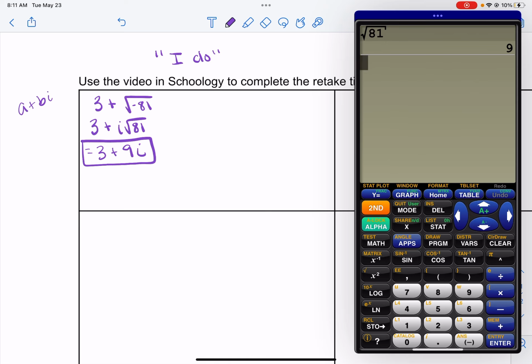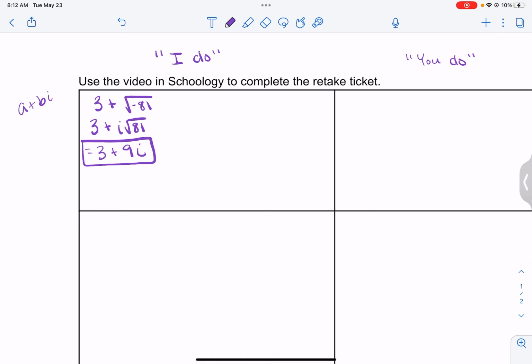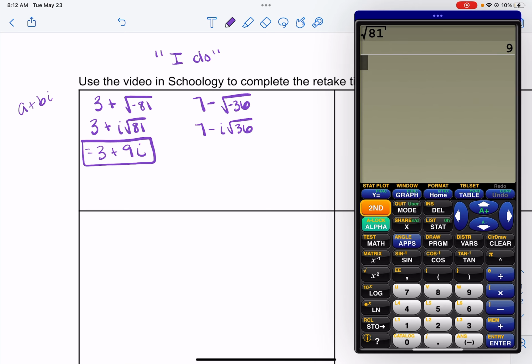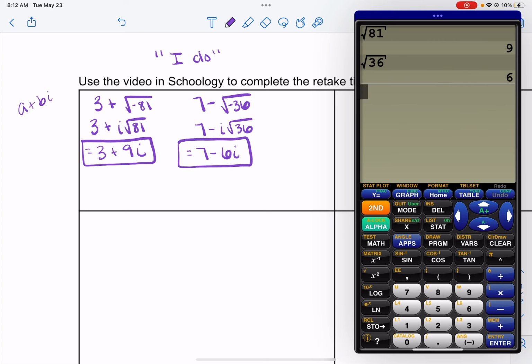All right, and then another example will be 7 minus the square root of negative 36. Same idea, we've got that negative there, so we're going to write this as 7 minus i root 36. And the square root of 36 also happens to be a perfect square, which is 6. So 7 minus 6i. Now, let's just say it was a decimal. You could write the decimal here, or you could just leave it like this, right, if it's not a perfect square.